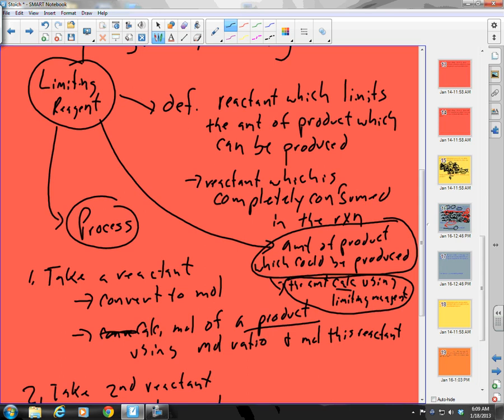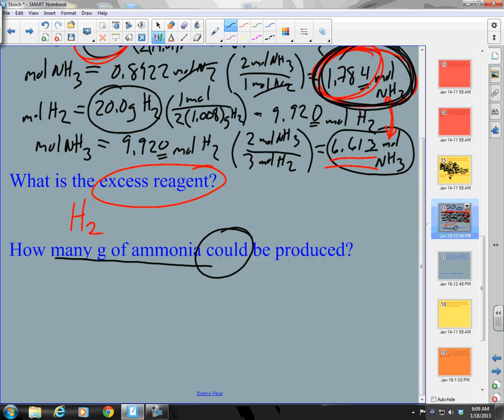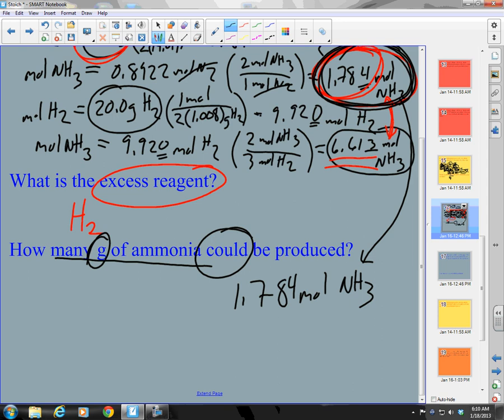So let's go to our answer here. How much could be produced, how much was produced by my limiting reagent? 1.784. So how much could be produced? The answer is right there. 1.78, 3 sig figs now, moles of, not moles, that's not moles. I need to do what? Oh yeah, I guess I do. That's moles of ammonia. So that I shouldn't round yet. There we go. 1.784 moles of ammonia could be produced, but we don't want moles of ammonia. We want grams of ammonia. So what do I have to do? I have to multiply this by what?